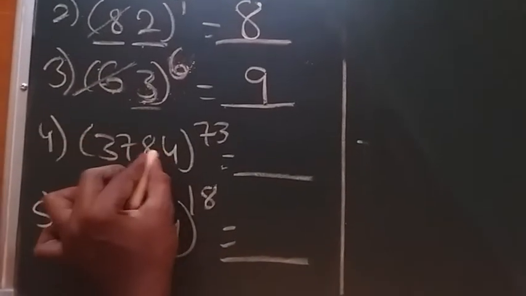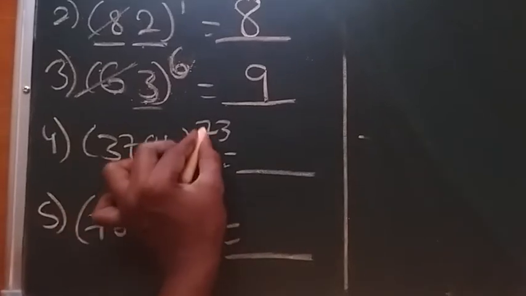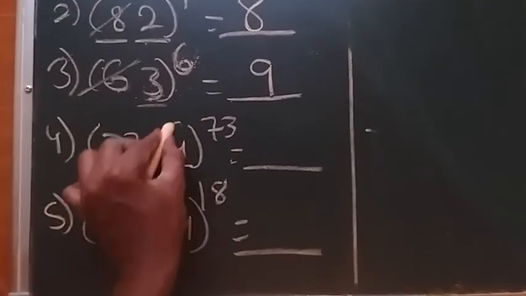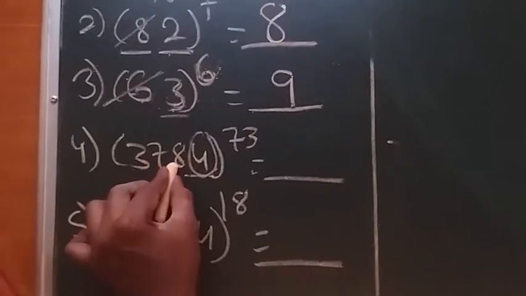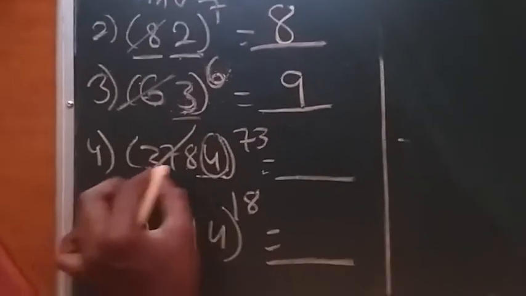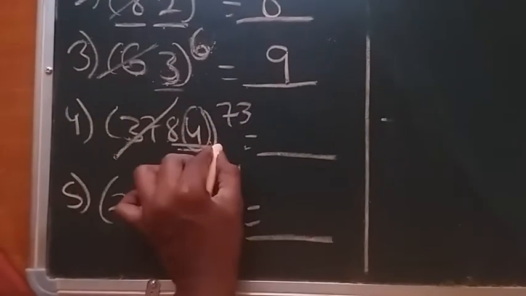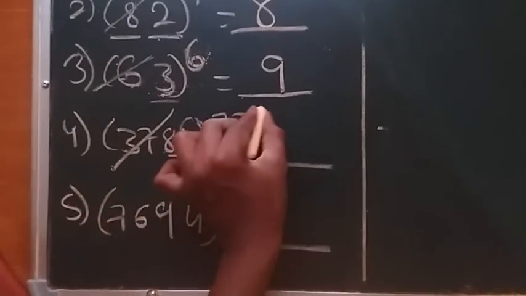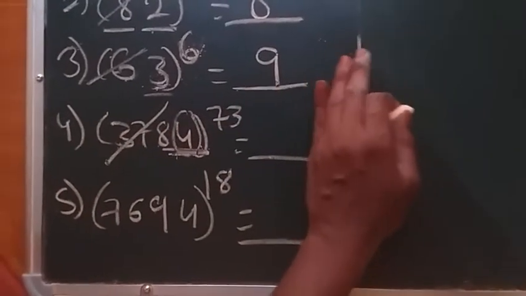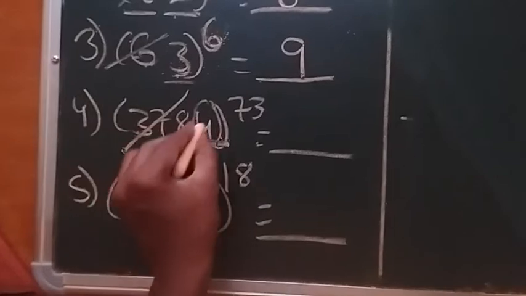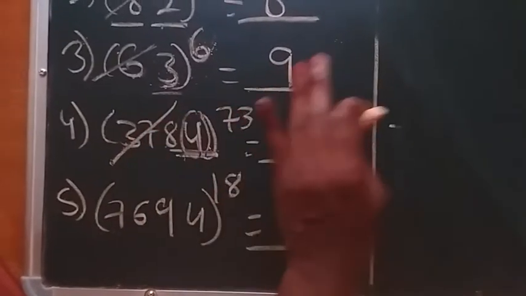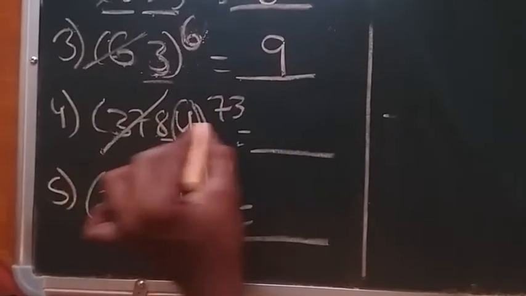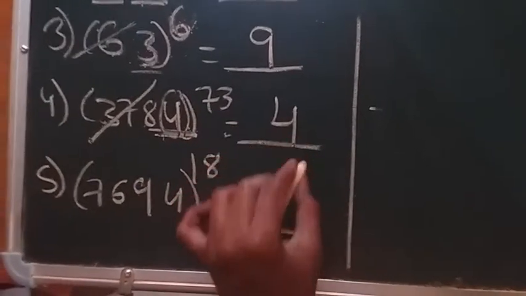See the next example, 3784 whole power 73. Here units place u is 4 and m is 378. Forget about m. Please concentrate on only 4. That is units place. If the units place is 4, check the power. If the power is odd, you will get the same thing whatever you have in units place. Here 73 is an odd number. So the answer for the given question, the units place for the given number is 4 itself.